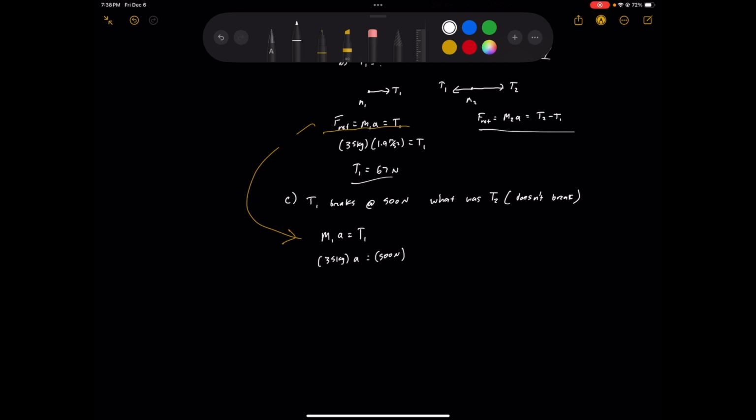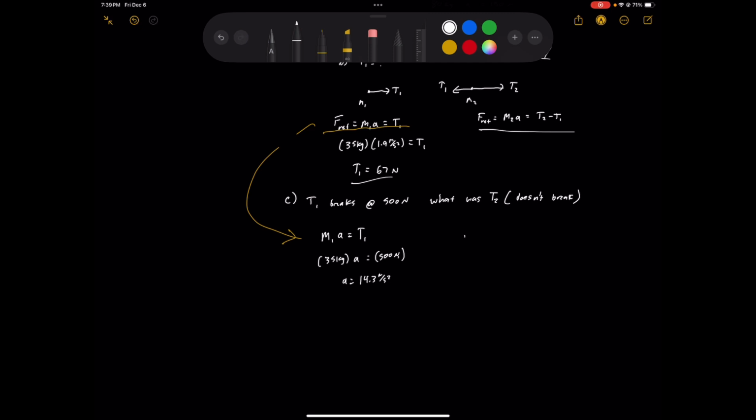So 500 divided by 35, I get 14.28. Let's say 14.3. So A is 14.3 for the acceleration. And I'll report the final answer with 2 sig figs. I'm just going to use 3 for calculations. So we have 14.3 meters per second squared. That's what the acceleration of mass 1 has to be. And then I'm going to plug that into the equation for mass 2.